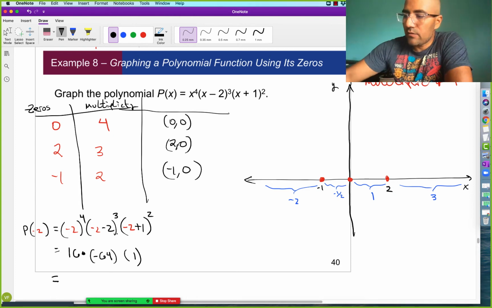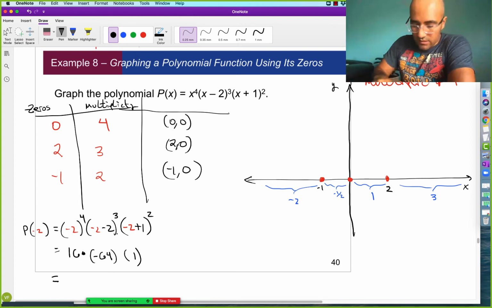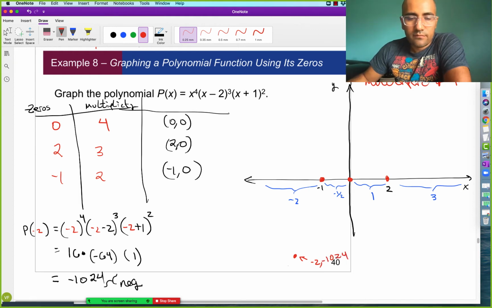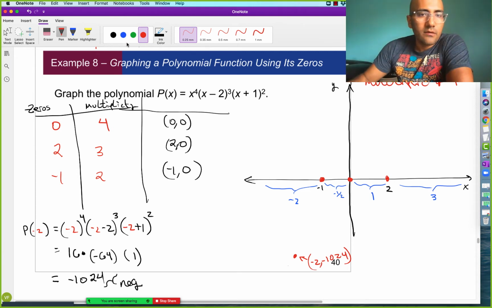So at the end of the day here, we end up with 16 times, what's 16 times 64? -1024. But really the most important part is that it's negative. So I know that my graph is way down here somewhere. Somewhere over here is the point -2, -1024. Good. Okay, so now we figure out a point in between here.